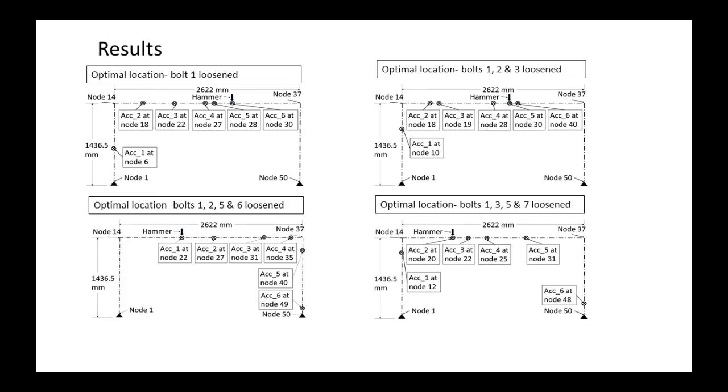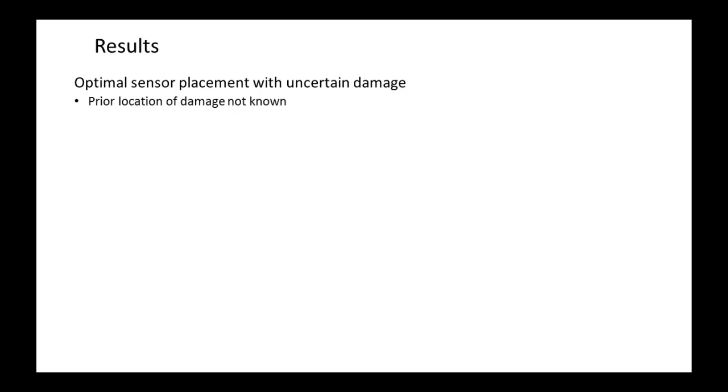Now the tricky part is, if you change the damage case, the sensor locations change. It's not the same. But in an actual scenario, you don't know the damage case. It means you don't know which bolt is loosened. That means you don't know anything about the damage. So if you don't know about the damage, which case do you need to consider? So the next step is, we said there is no prior knowledge of the location of the damage.